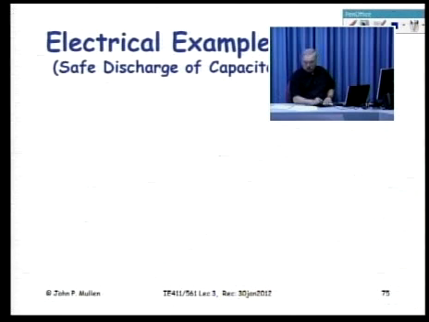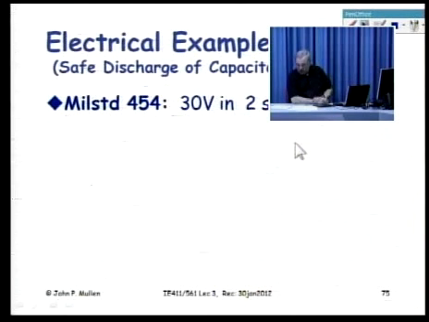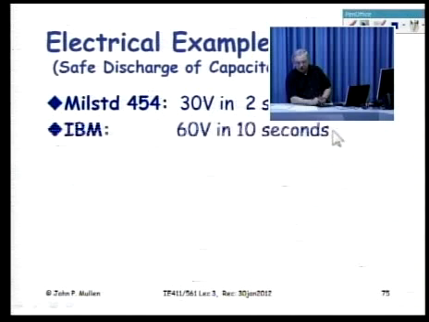Okay. So, Mil Standard 454 requires that any capacitor in your equipment has its voltage reduced to 30 volts or less within 2 seconds. IBM standard is 60 volts in 10 seconds. Now, Mil Standard applies to military equipment. If IBM is building something for the military, they have to go with Mil Standard, but if not, then it's 60 volts in 10 seconds, which is a much more lax standard.